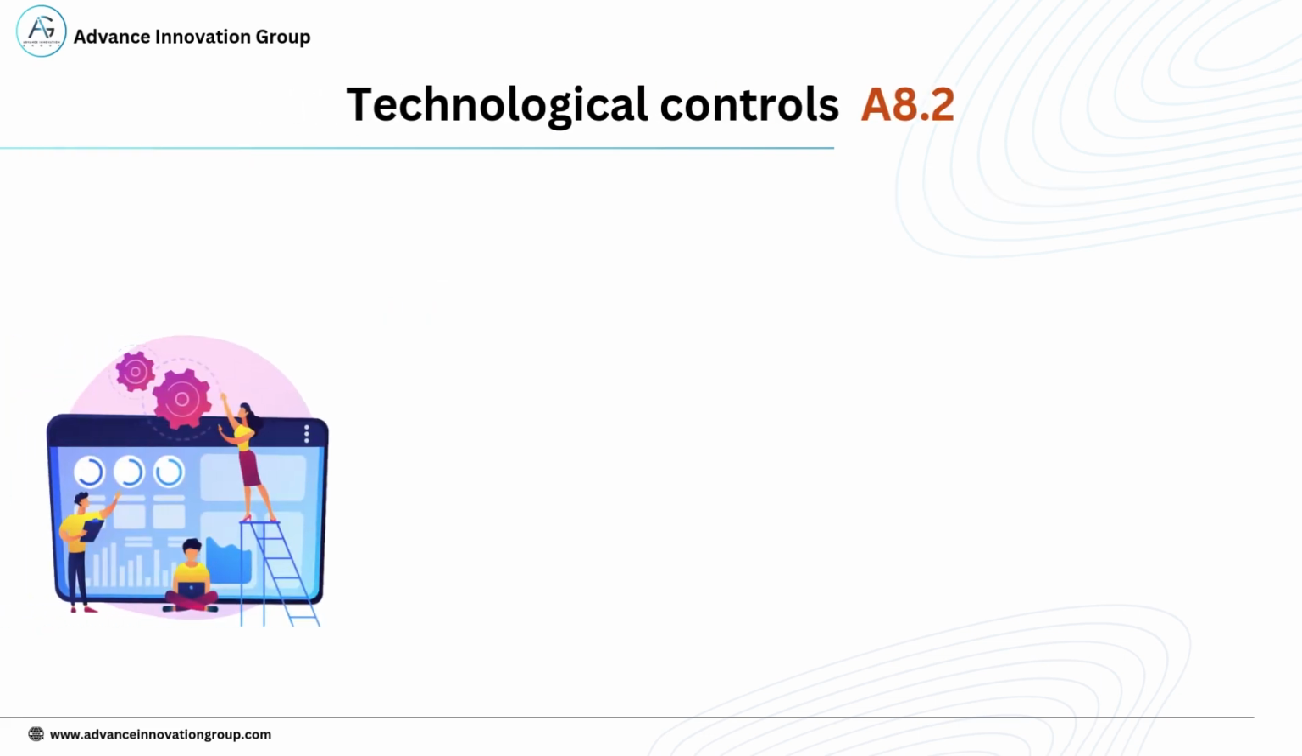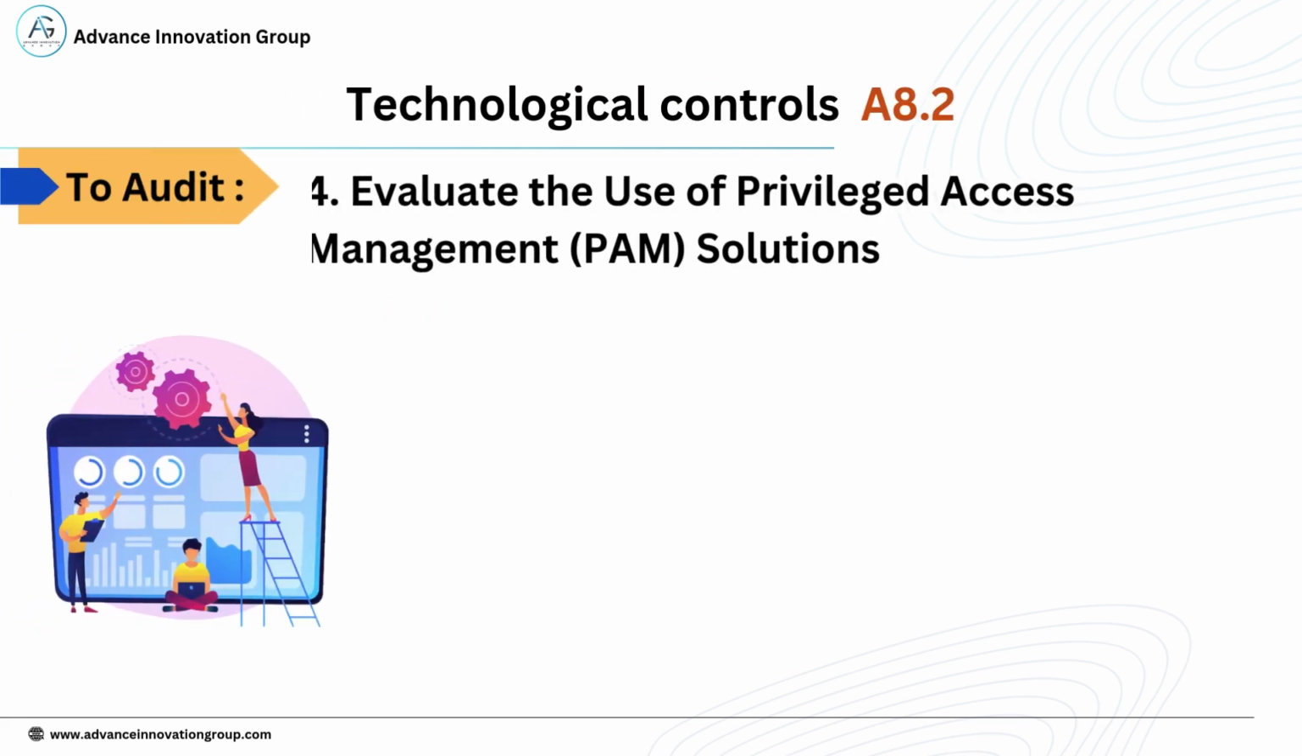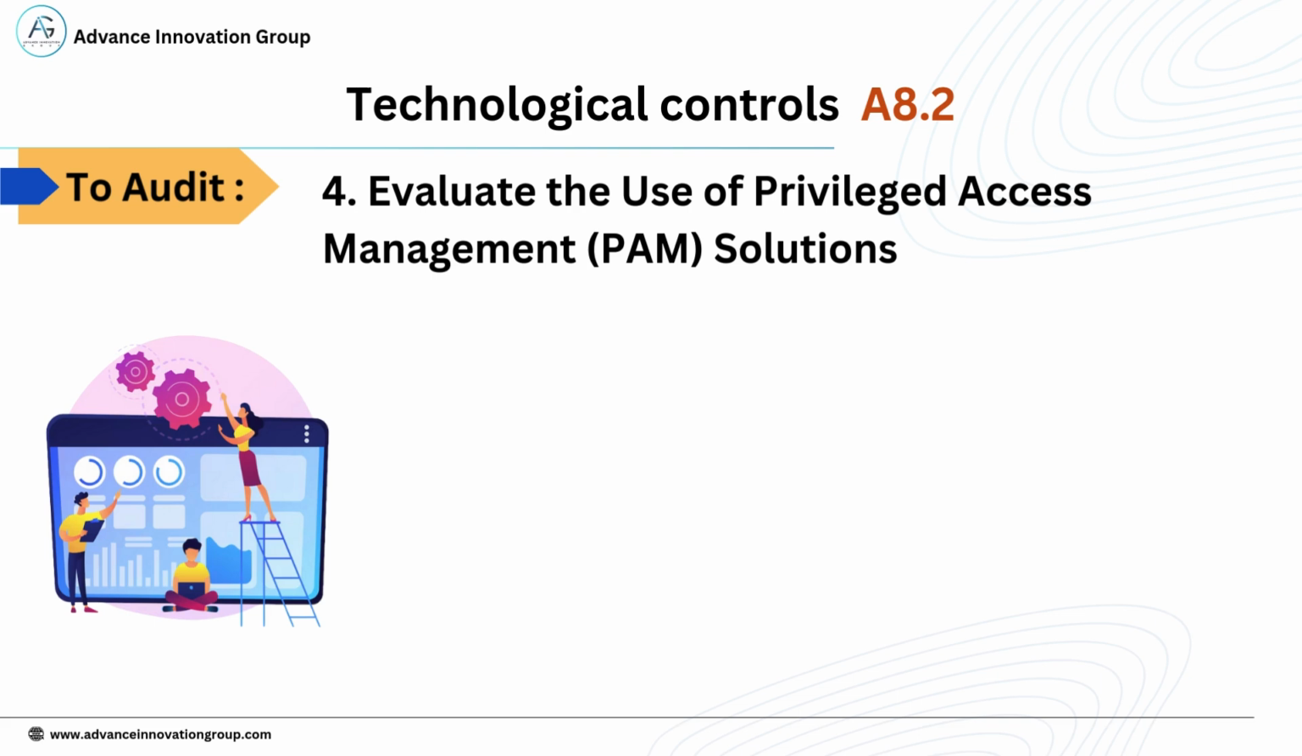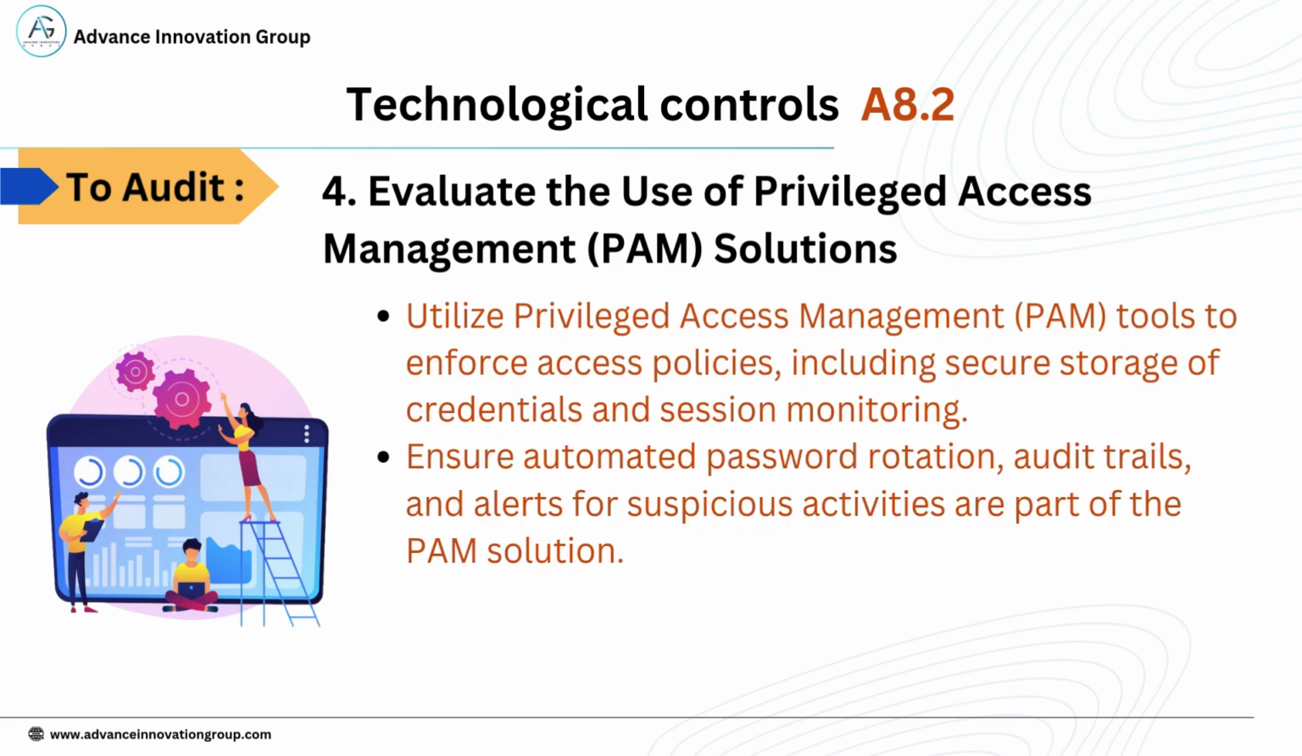Technological controls A8.2. To audit, fourth, evaluate the use of privileged access management, PAM, solutions. Utilize PAM tools to enforce access policies, including secure storage of credentials and session monitoring. Ensure automated password rotation, audit trails, and alerts for suspicious activities are part of the PAM solution.